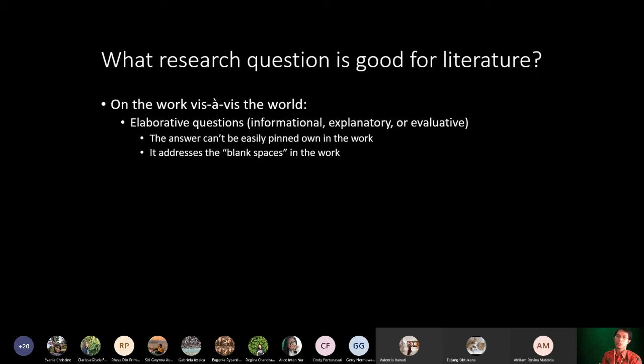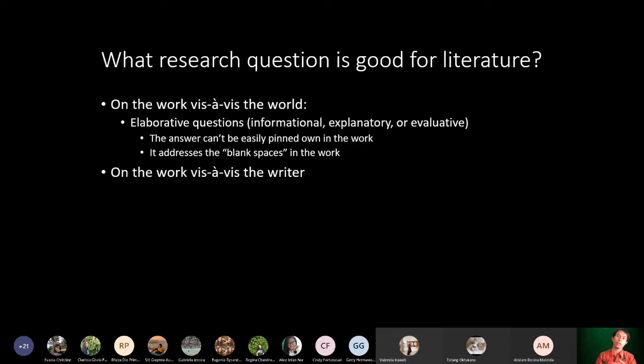What we as researchers usually do is to find what these blank spaces are, or to explain how these blank spaces actually look like or might look like. So when we talk about the work in relation to the world, then we need to address these blank spaces. We need to explain these blank spaces. I will give you an illustration later on.